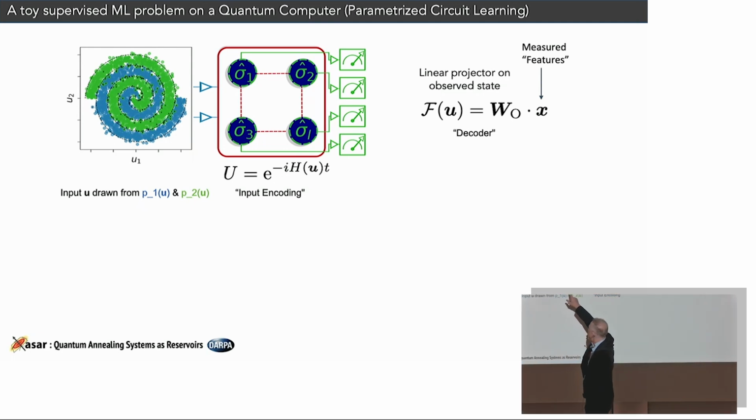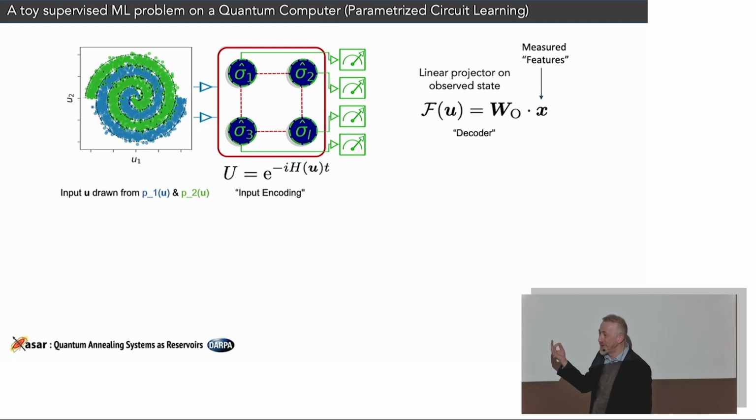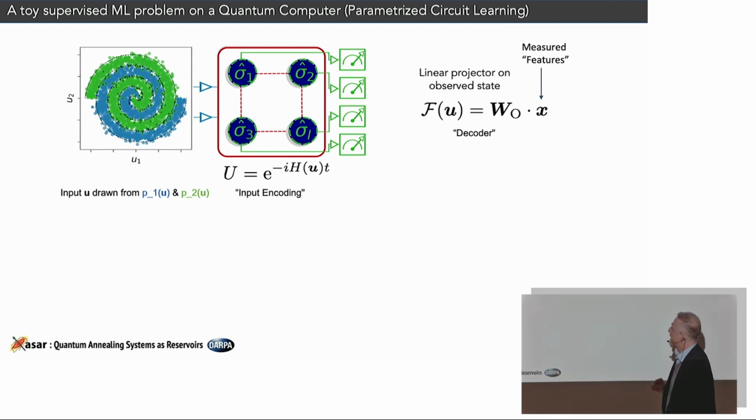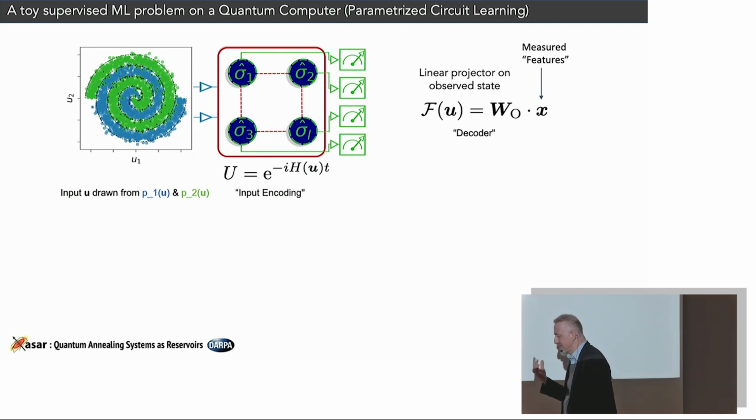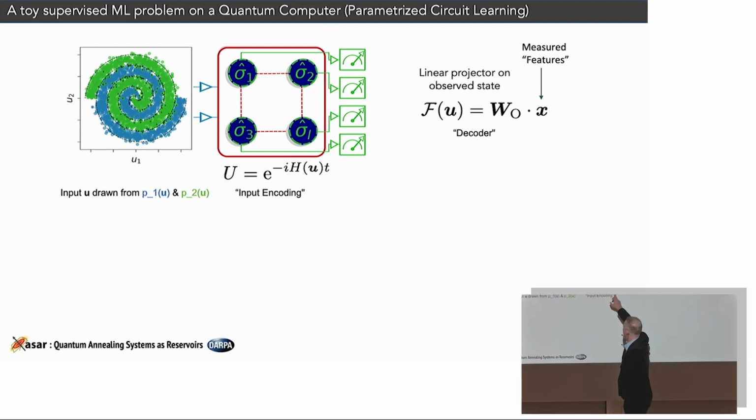The toy problem is the following. I have a two-dimensional compact domain of values u, coming from two probability distributions, P1 and P2, in different colors. They have the structure of a spiral. This is called the spiral classification task, which some people use because it's a nonlinear, not linearly separable, binary classification task. And I want to put this in U.